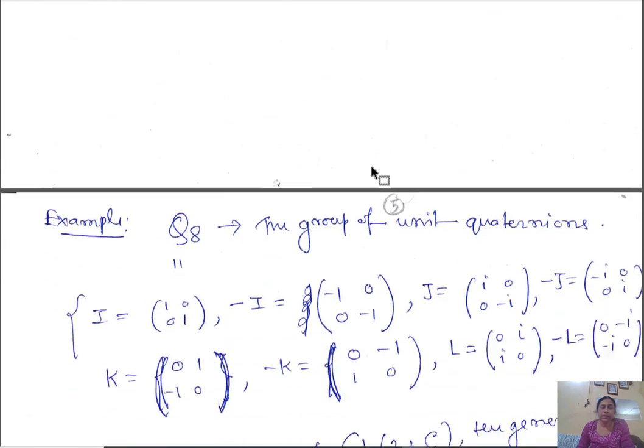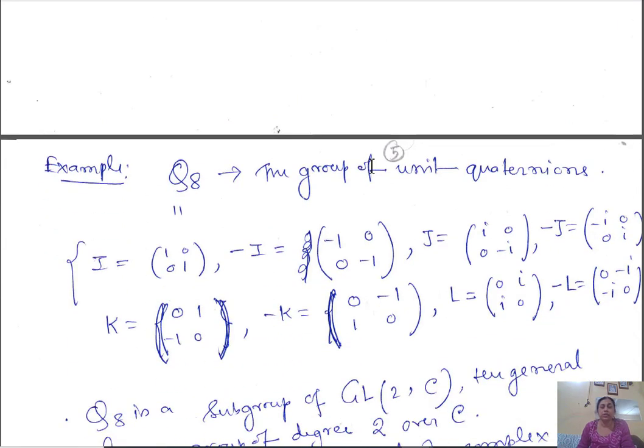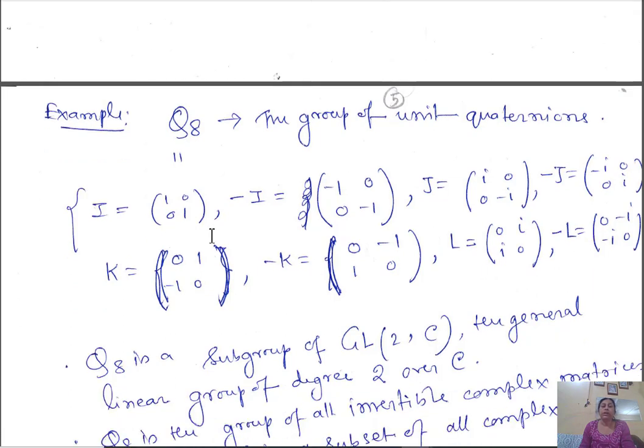Another interesting example is Q8. What is Q8? Q8 is the group of unit quaternions. There are 8 elements: I, minus I, j, minus j, k, minus k, l, minus l. What is I? I is the identity mapping, the identity matrix. So 1 0 0 1, and minus I means minus 1 0 0 minus 1.